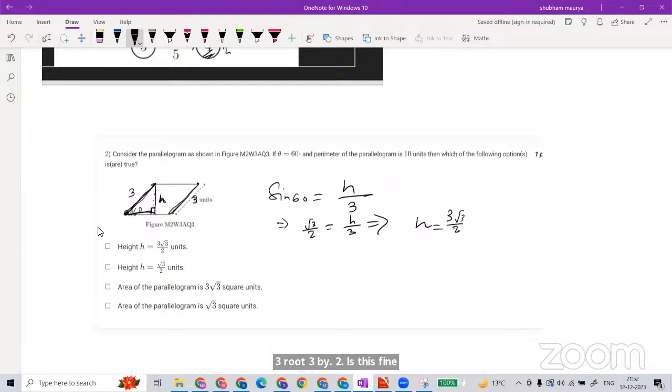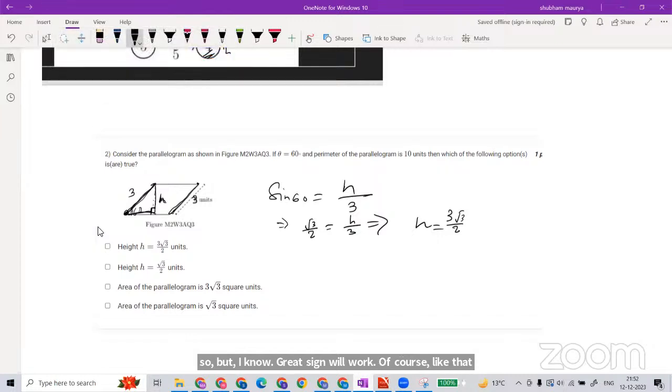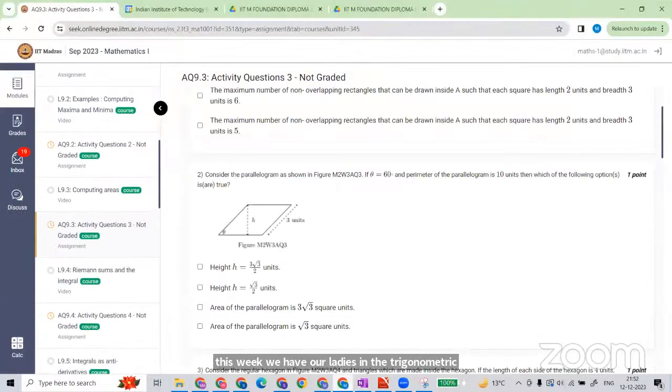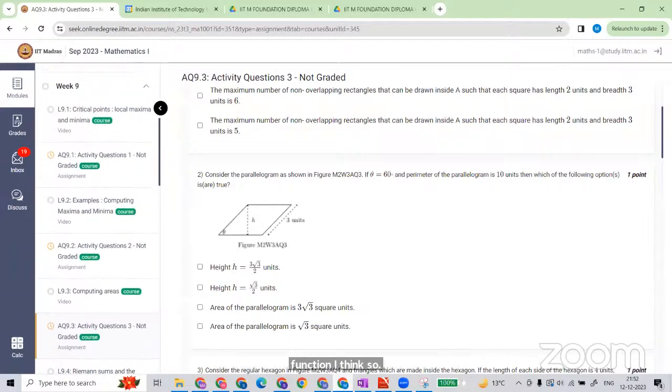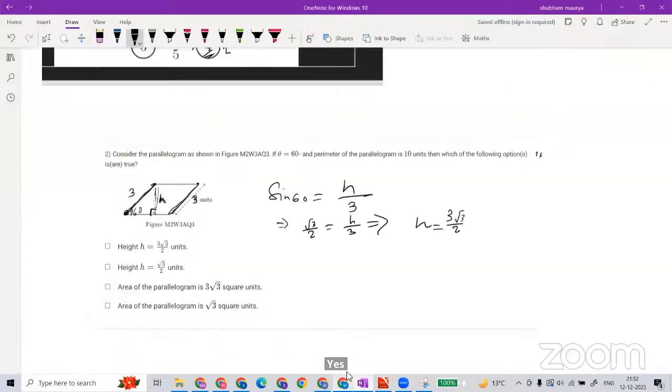Yes, sir. But sir, how do I know sine will work, like that? So how will we know? See, the height is given, so we have to think that this is a right angle triangle. And in this week, we have already seen the trigonometric functions, I think. Yes. Right. Yes. Earlier we have seen that also. So now we can use it here. That trigonometric angle is now.